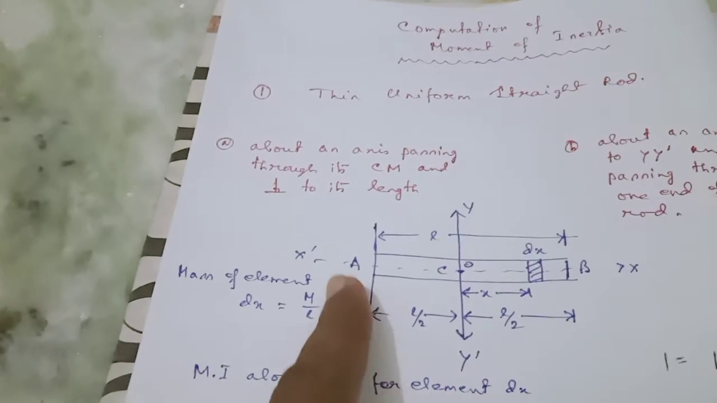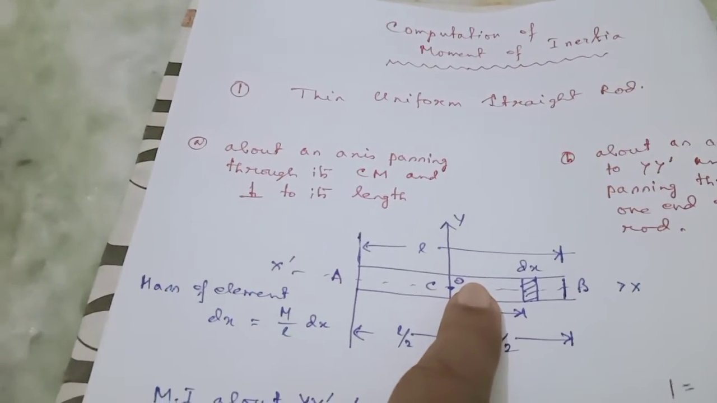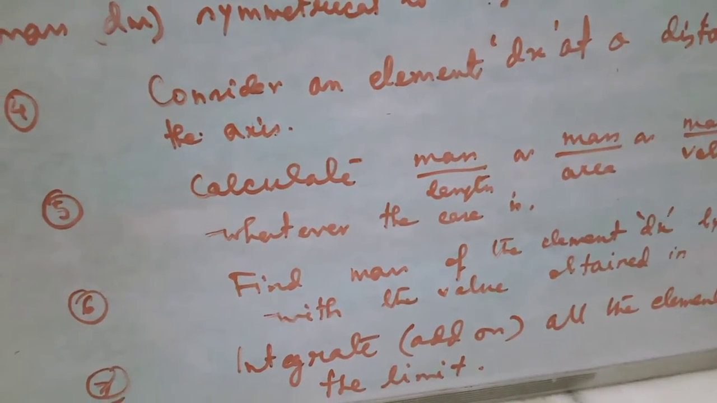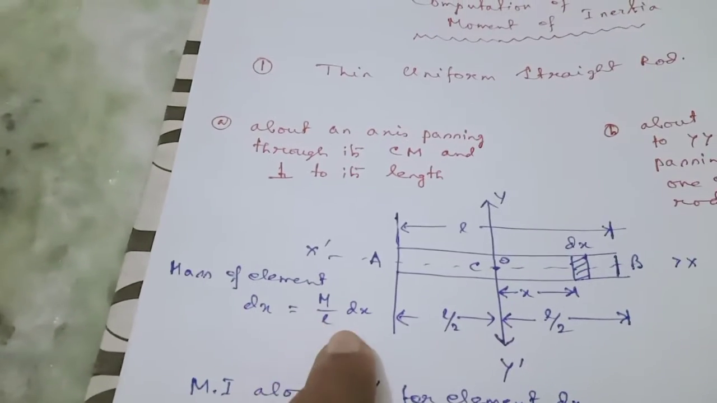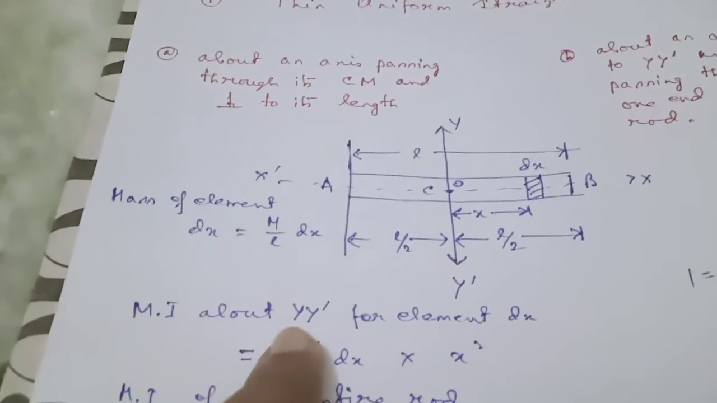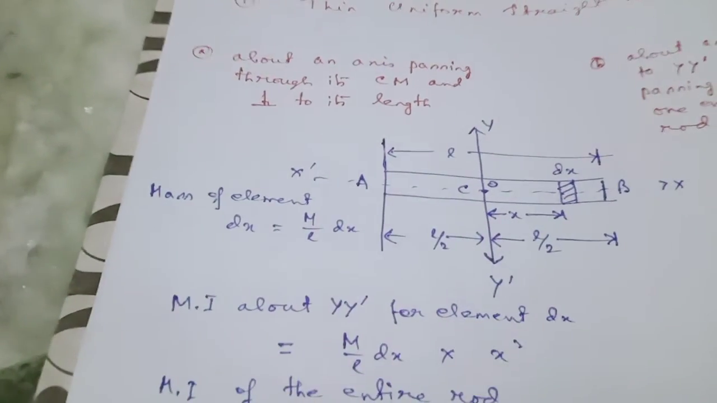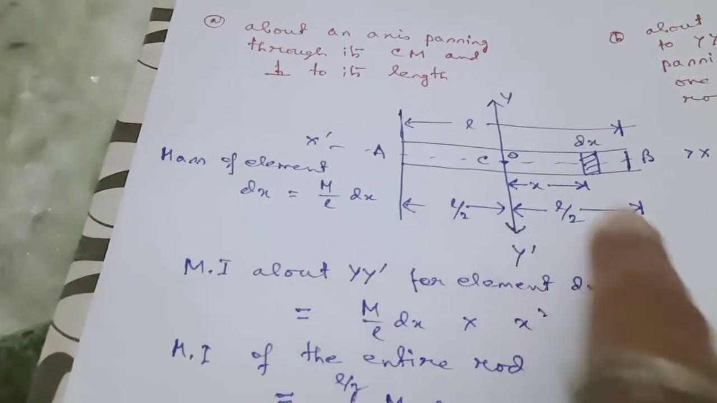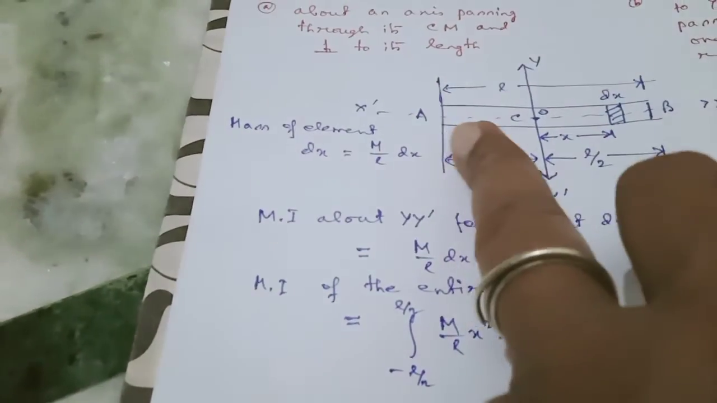Now because we have taken a straight rod of negligible width, we have to consider length. So what is mass per unit length? For unit length, mass is M by L. So for dx length, the mass will be M by L into dx. The moment of inertia about y dash, about this axis, for element dx is mass into square of the distance. So the mass of the element is M by L dx into square of the distance, that means x squared. Now integrate it, that means add it. All the dx on either side should be added.